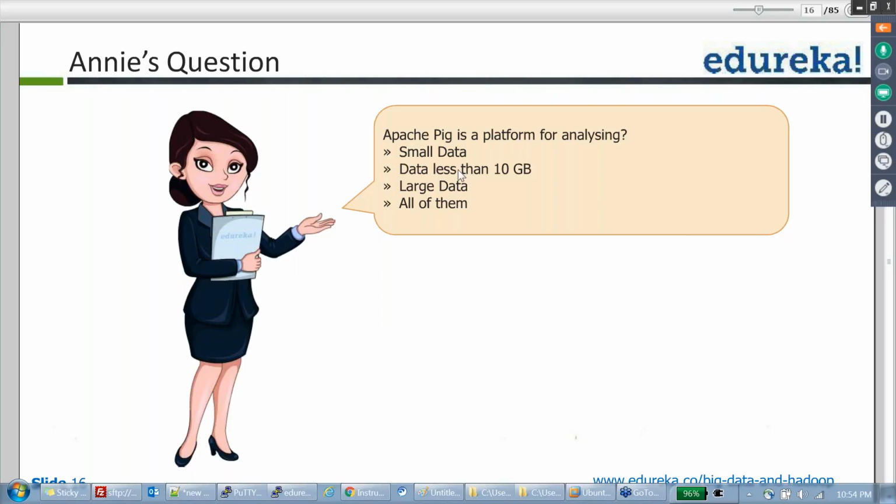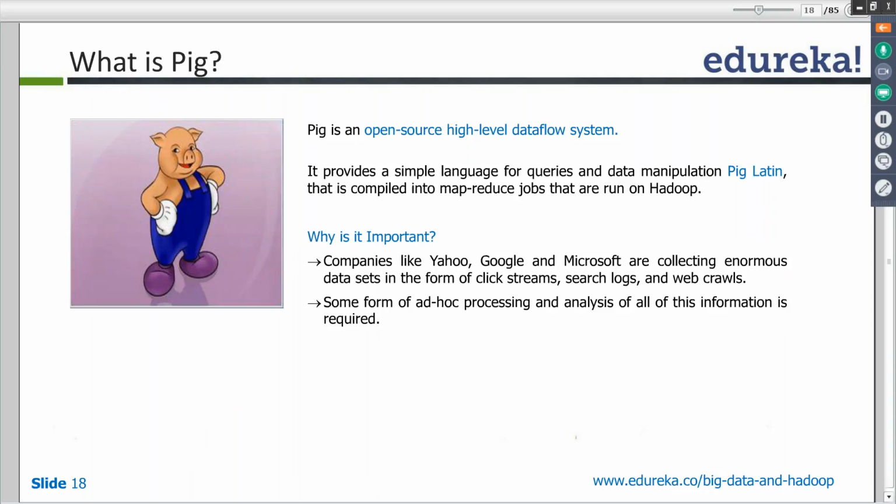See, for small data, you should not use Hadoop itself. MapReduce also should not be used for small data, because there's an overhead of creating a huge mapper and processing very little data. Data less than 10 GB is still very small. Hadoop is actually meant for huge volumes of data, where your normal database cannot process, where the power of your database comes down. That's the place where Hadoop shows its power. So the right answer is large data.